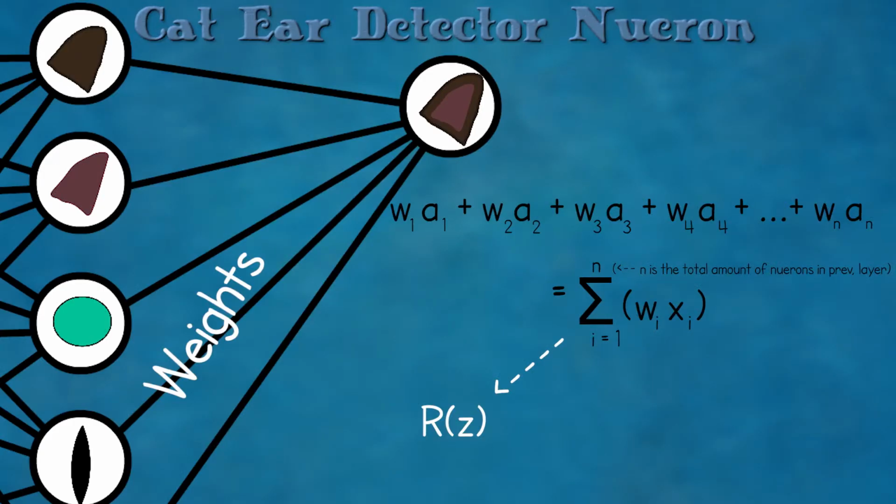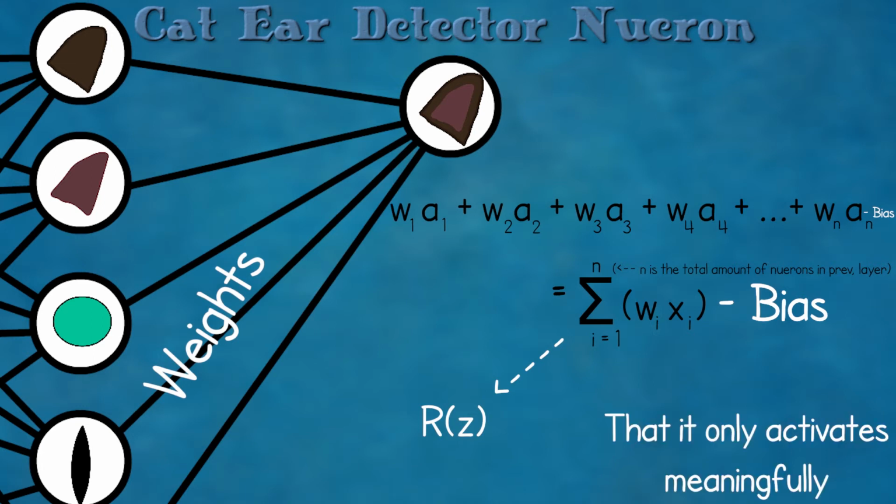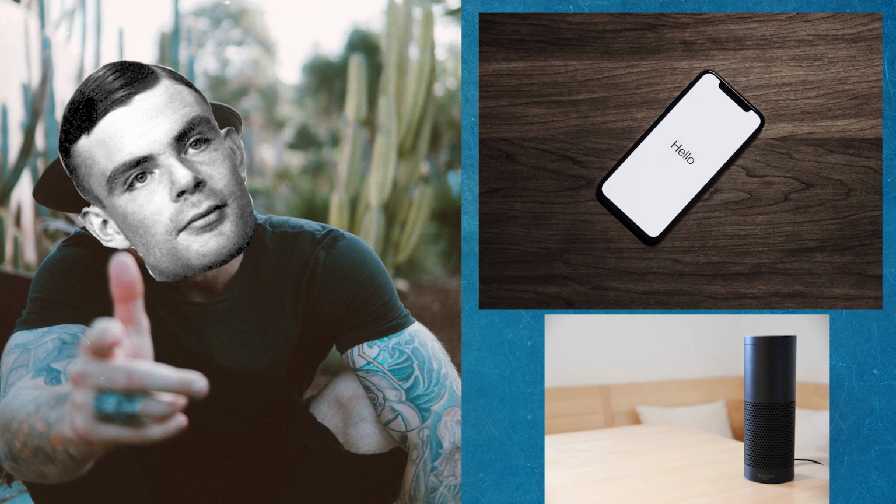We also don't want this neuron to pick up something in the background that could look like a cat's ear. To avoid this, we subtract something called a bias, which just makes sure that when this neuron activates, that it activates only if it actually detects a cat ear, and not due to someone wearing cat ears in the background. Did you know that Siri, Alexa, and basically all of their voice assistants also are built with neural networks?